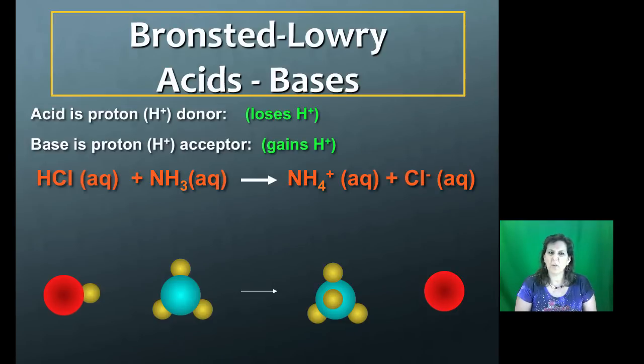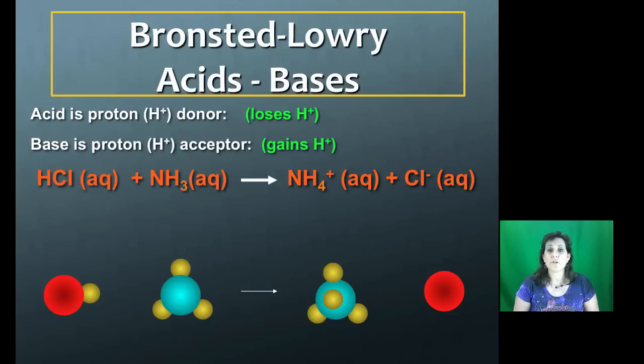Why do we say that's a proton? Well, if we look at hydrogen in the table, it only has one proton to begin with and one electron. So if it loses that electron to make it H plus, then all that's left is a proton. So the H plus ion is actually just a proton. And that's why it's so reactive, so dangerous.